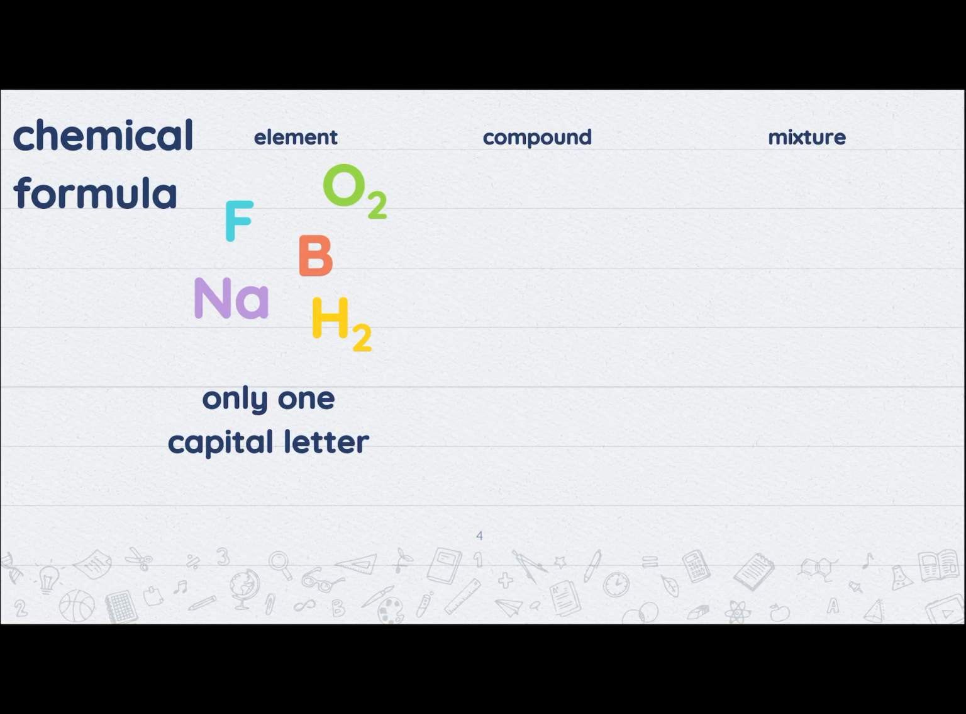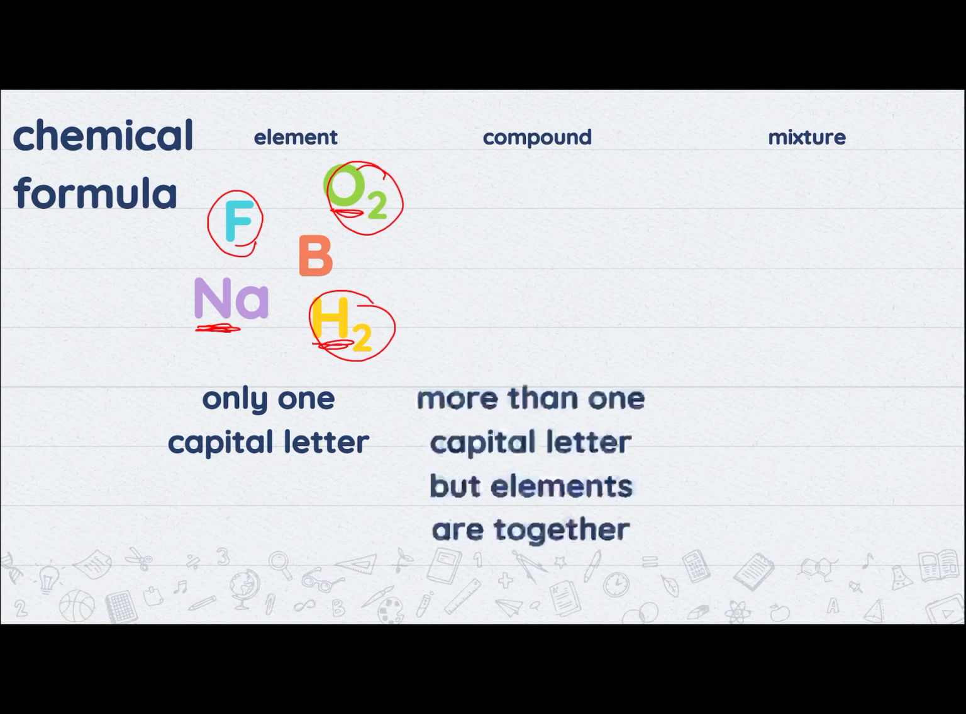So for example, here I have fluorine, just one capital letter. Sodium is Na, and the N is capital, so that's one element. O2 and H2 are called diatomic molecules. Now, they don't like to exist on their own in nature, so you're usually going to see them together. But because it's only one capital letter, these are all hydrogens here, or these are all oxygens, that still makes it an element. A compound is going to have more than one capital letter, but the elements are together.